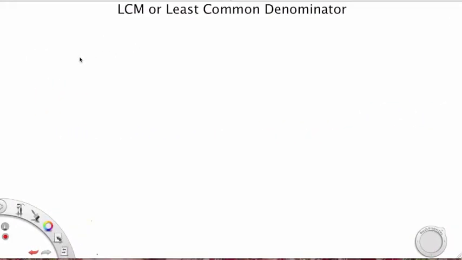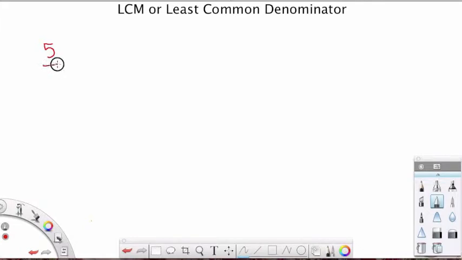Boys and girls, I'm back, and we're going to take a look at a real practical use for our least common multiple, which in the past you may have heard used as the least common denominator. So let's take, for example, two fractions that we want to add together, say 5/8 plus 3/12. Now, we know that we can't add fractions unless they have the same denominator. So in order to do that, we need to find the least common multiple between these two denominators.